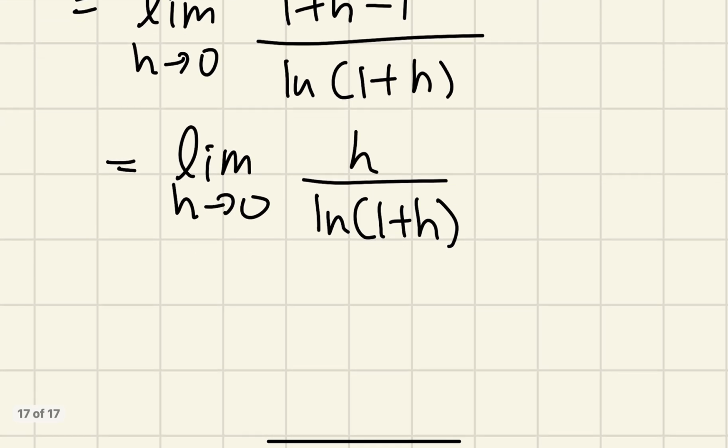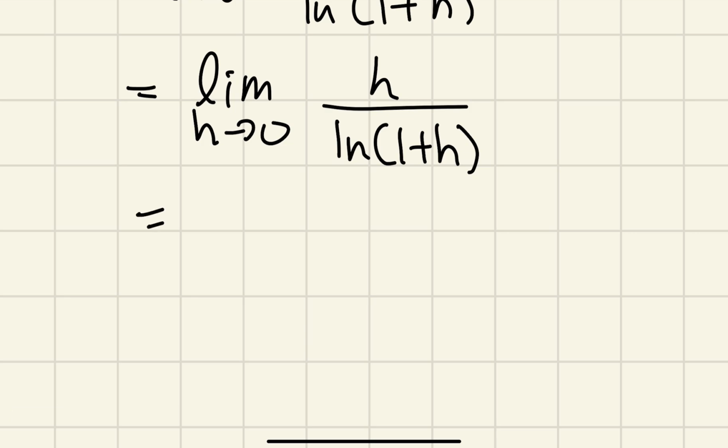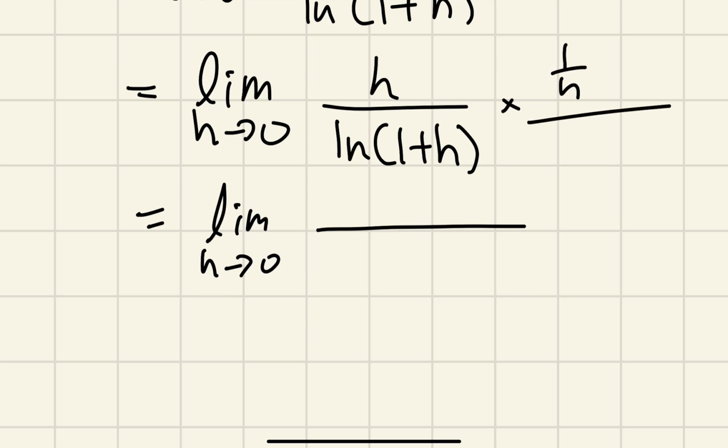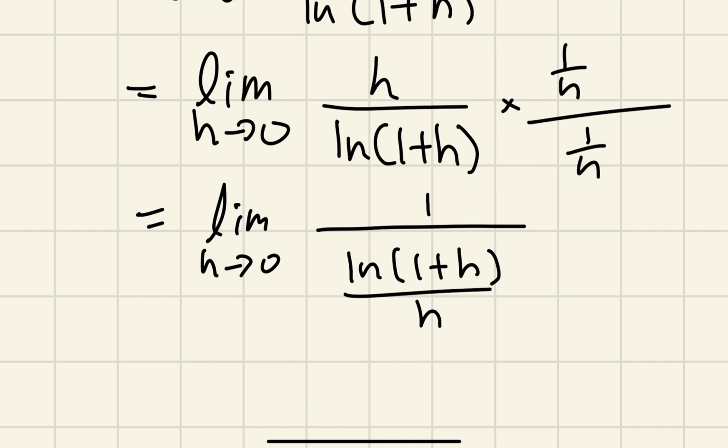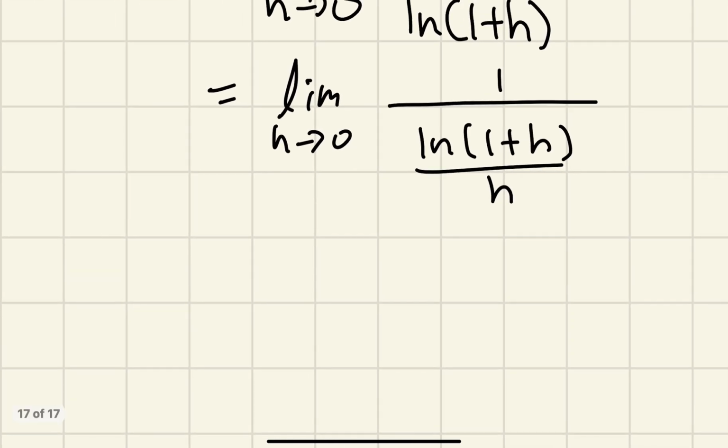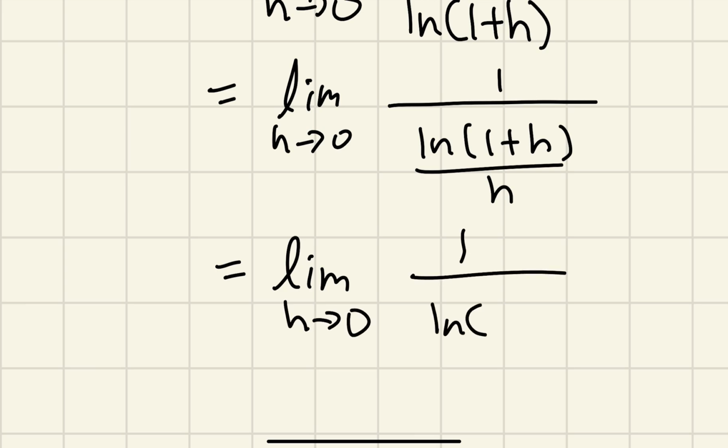And from here, we have to do a little bit of work. We can bring this h down here. So if we divide the top and the bottom by h, so basically we're multiplying top and bottom by 1 over h, this part cancels out to 1, and the bottom part becomes this, right? And once again, we use our log laws to bring that 1 over h to the top.